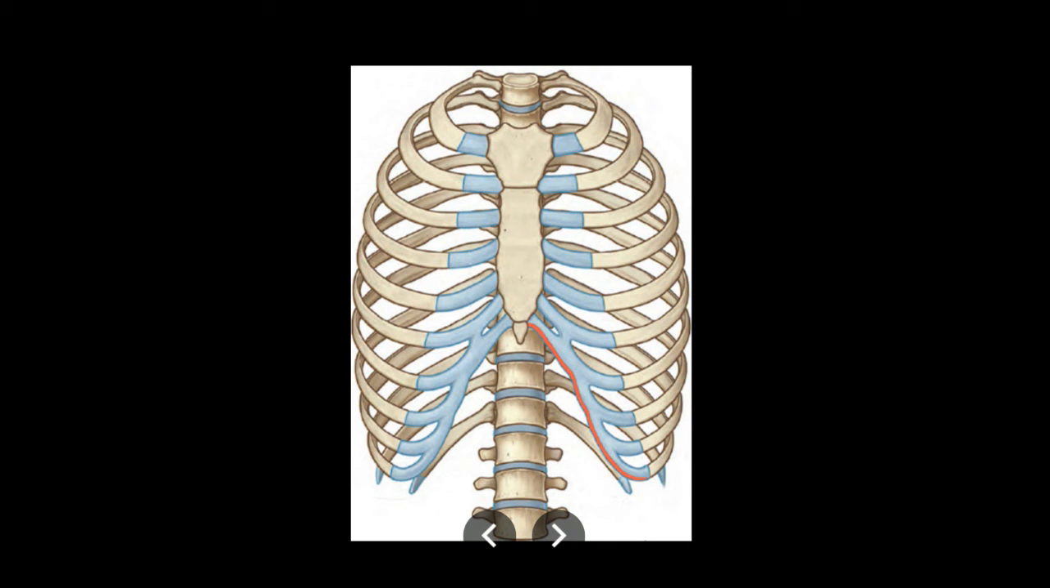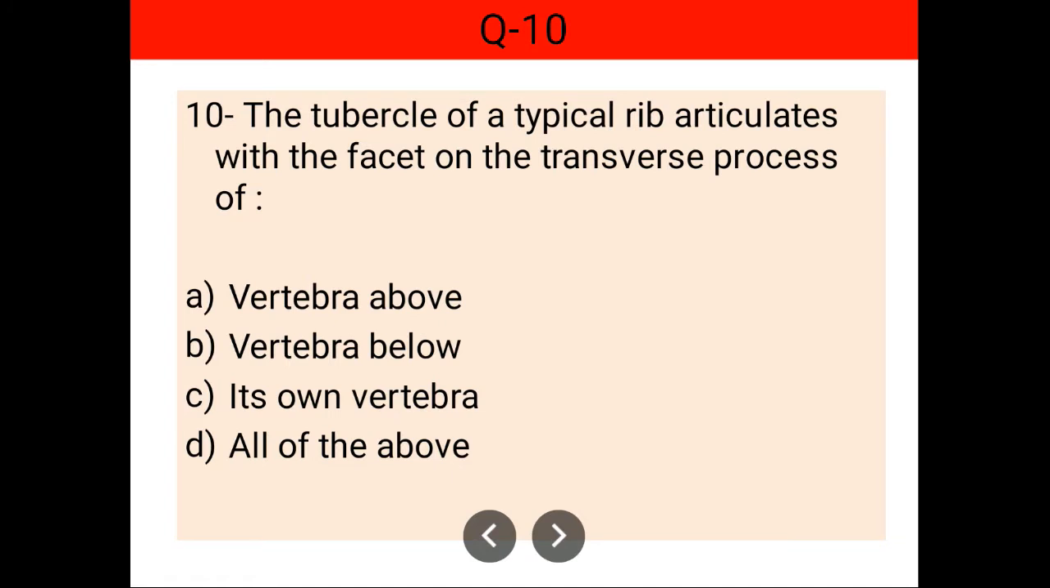Next we have question number 10. The tubercle of a typical rib articulates with the facet on the transverse process of. When we talk about the tubercle, we are not talking about the head, we are talking about the tubercle of the typical rib. So it is articulating with its own vertebra, as we can see here.